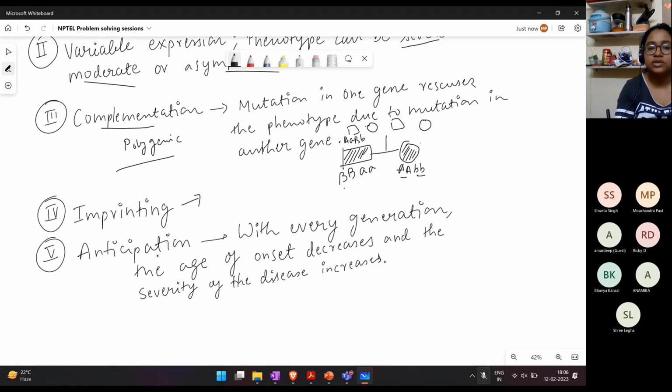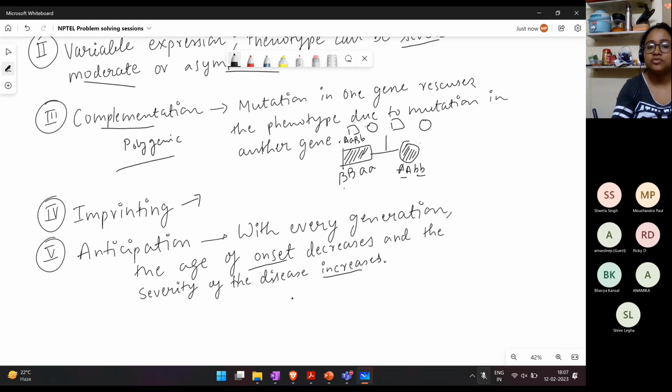Then there is something called anticipation. What happens is that for the phenotype resulting from a particular defective allele, the age of onset starts decreasing, and the severity also increases, meaning the symptoms become more deadly, more lethal to that person.